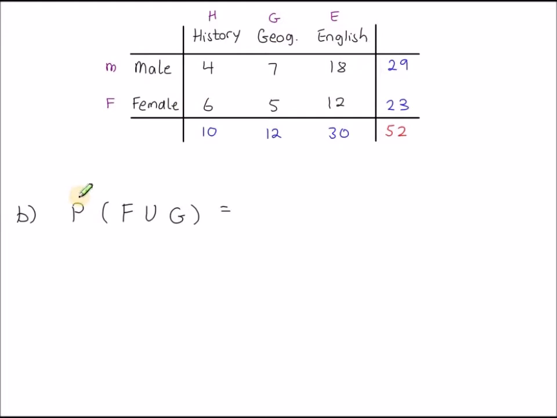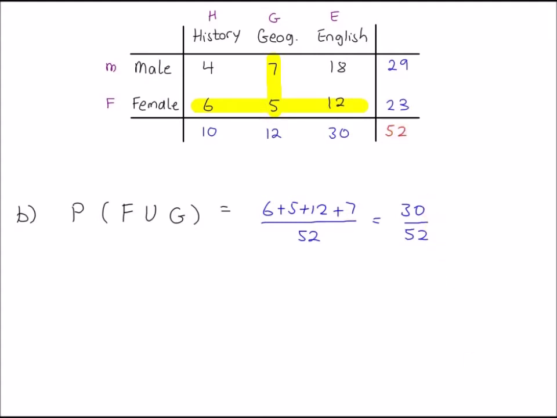Part B, now we're looking for someone who's female or someone who's studying geography, or both, female and studying geography. So in your table, these are all the female students, these ones are all the geography students. Every value that's highlighted has to be added together, but don't add up the 5 twice, even though it's in this row and it's also in this column. Count it just the once. So the 6, the 5, the 12 and the 7 here, divided by the table total, so 30 out of 52.